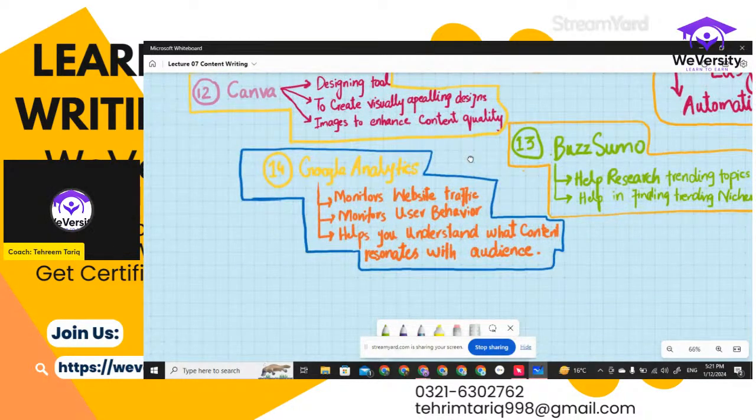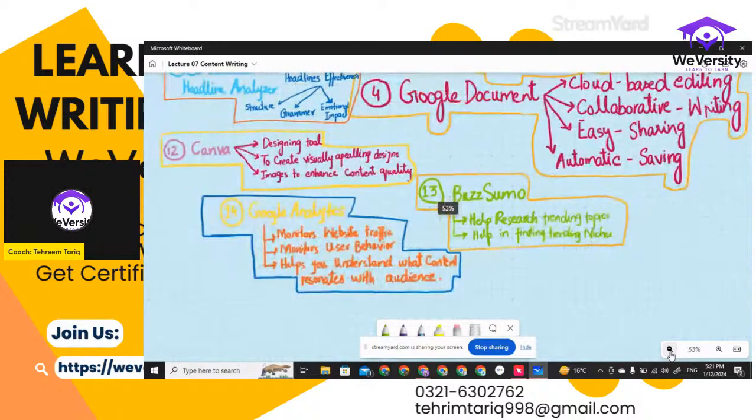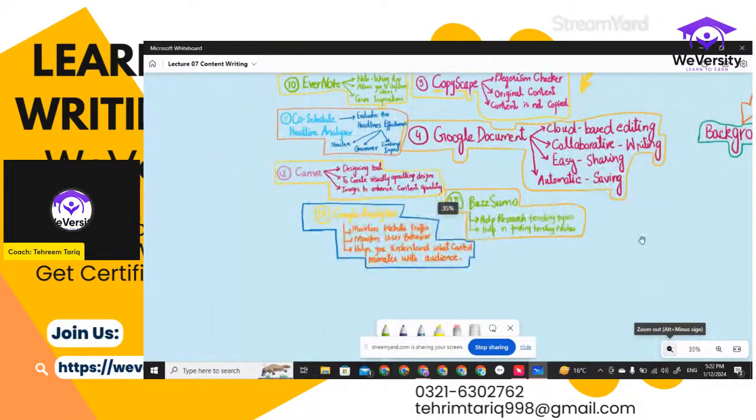Then comes Google Analytics. This is the last software that you can utilize as a freelance content writer. Google Analytics monitors the website traffic that comes. It doesn't matter whether you are analyzing your own website or someone else's website. It also monitors user behavior, that is, how many people are liking your content or disliking your content. Then it helps you to understand what content resonates with your audience. So these are basically the 14 basic tools that are required in order to start your work as a freelance content writer.